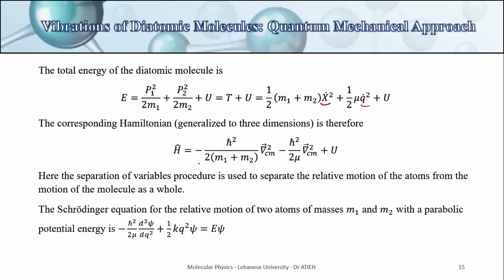X represents the displacement of the center of mass and Q represents the vibration around the center of mass. So the corresponding Hamiltonian now is formed of two parts. One corresponds to the Hamiltonian of the motion of the center of mass, and the second part corresponds to the Hamiltonian of the vibration around the center of mass. Because we are not interested in the translation of the center of mass, we take this part and write the Schrödinger equation in order to get the energy, which is only the vibrational energy of the molecule. Note that we have substituted for U half kQ squared, which is the harmonic approximation of the potential energy in the case of a diatomic molecule.